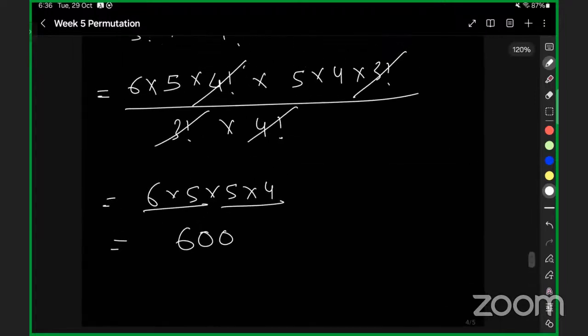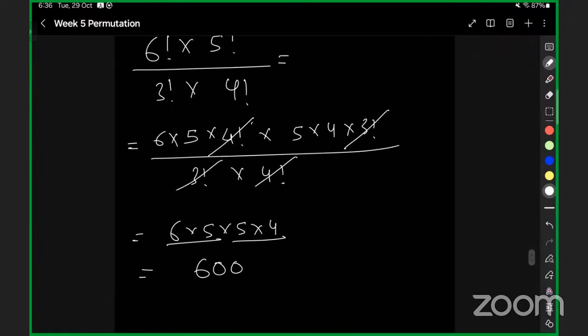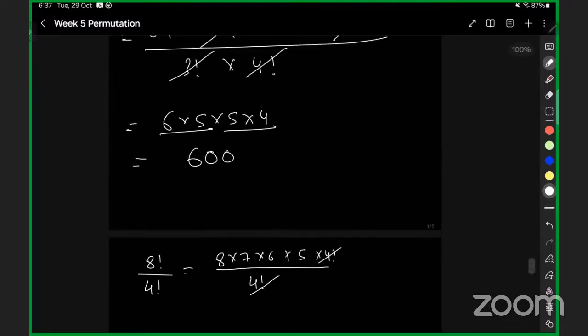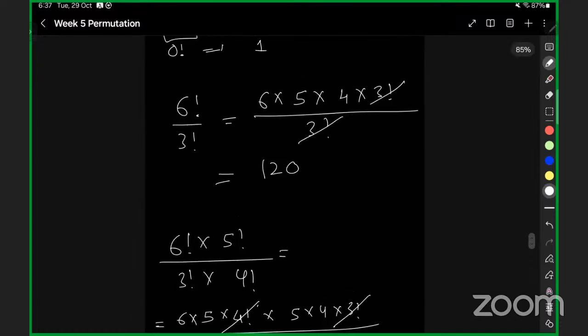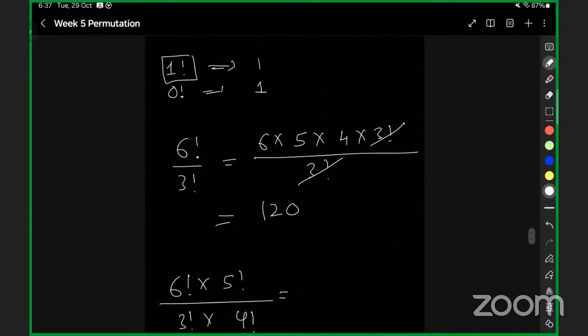Sir, can you please show us the process of converting 7 into 6 by 4 into 3 into factorial terms? Please express 7 into 6 by 4 into 3 in terms of factorial, from just integers to factorial. He's asking about the previous slide, sir, the fourth slide.